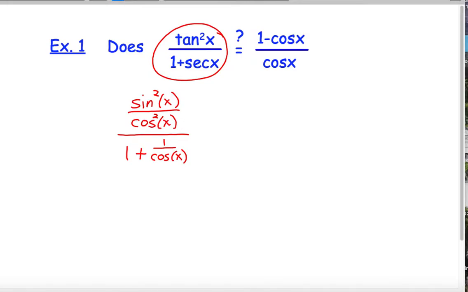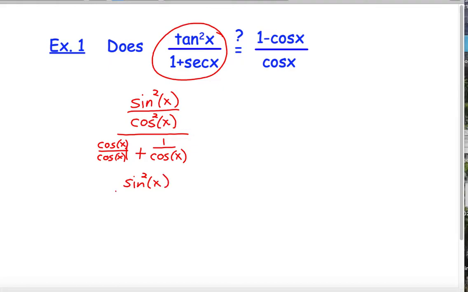Now how am I going to deal with this? Well, first of all, I have a complex fraction, but my denominator, I need to combine those to get a single fraction. So I'm going to change that 1 to be cosine over cosine. So I can add those. So now I have sine squared of x over cosine squared of x all over cosine of x plus 1 over cosine of x.